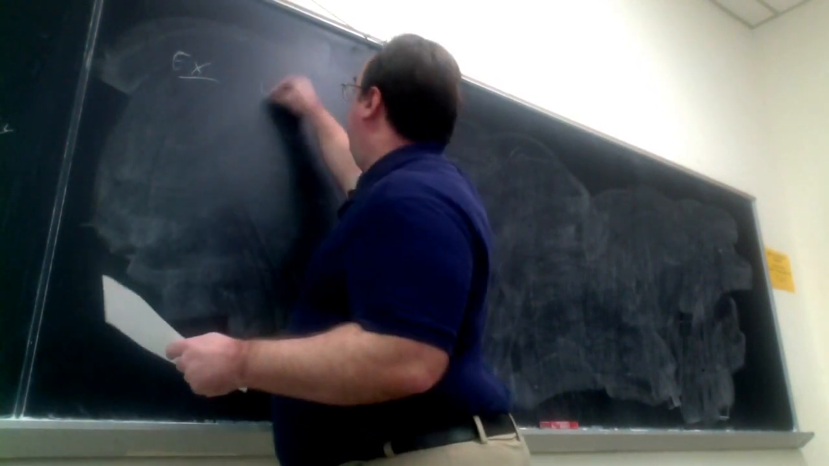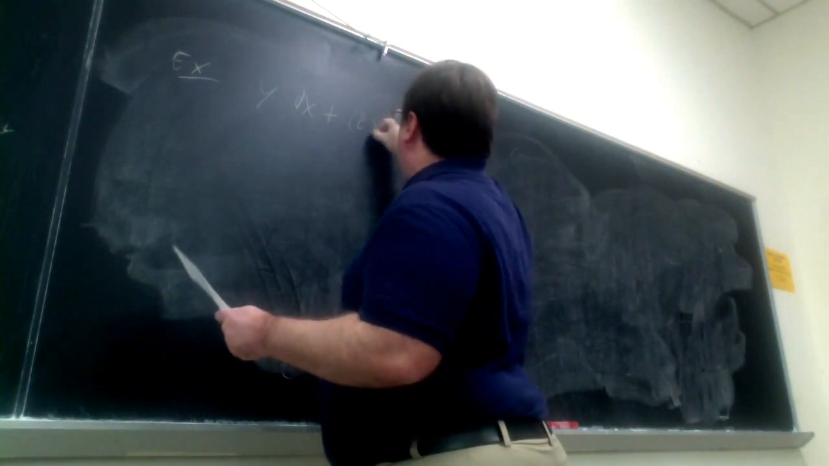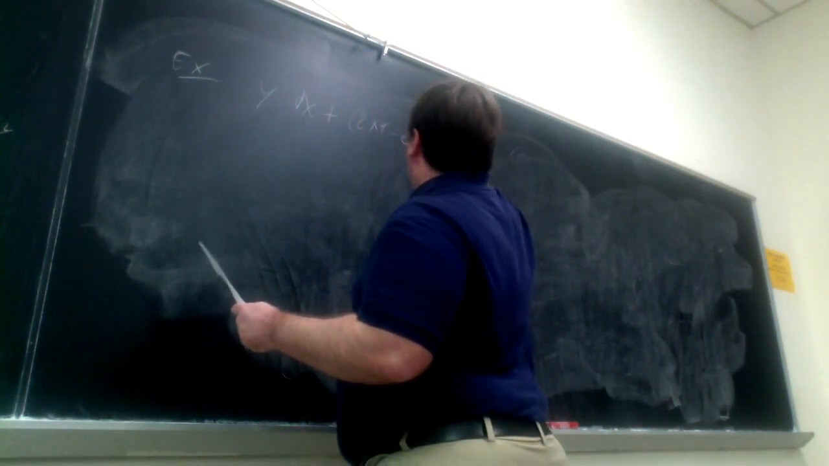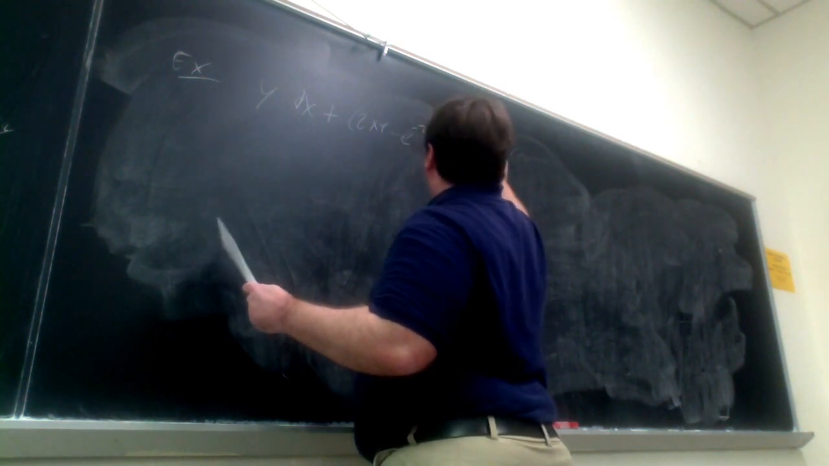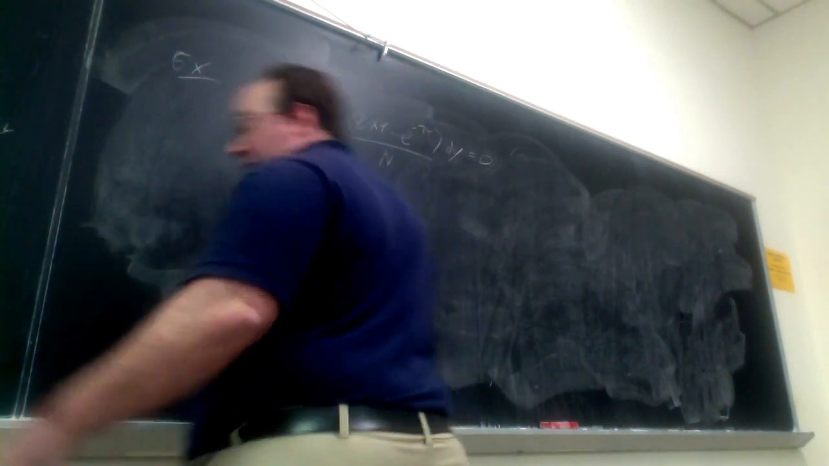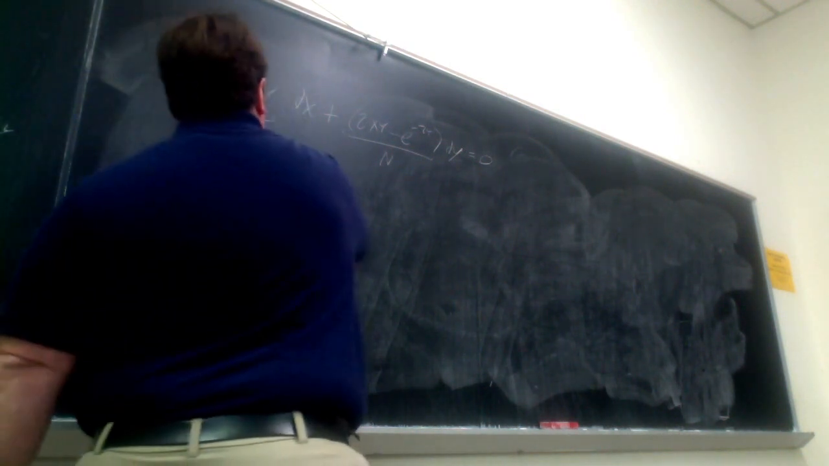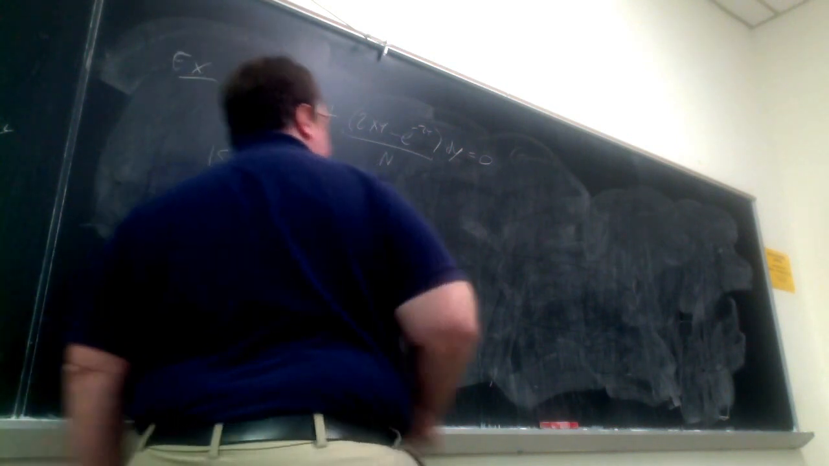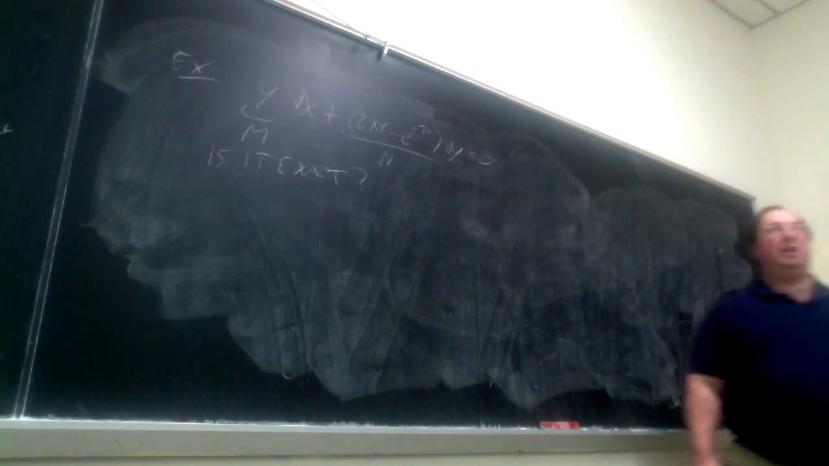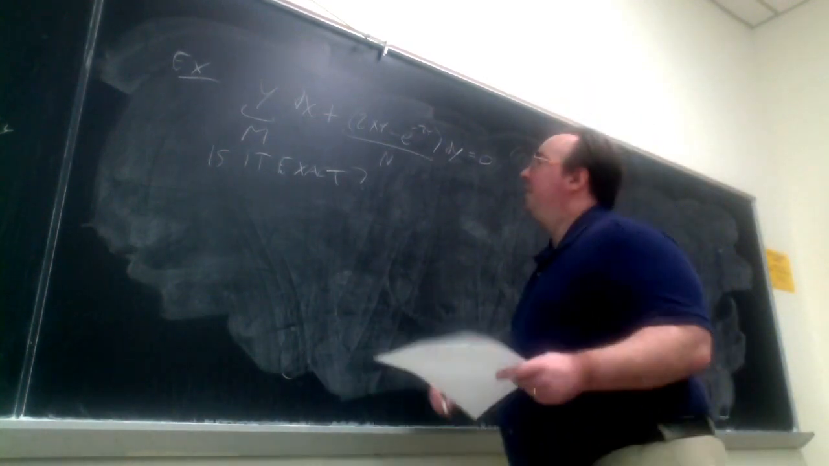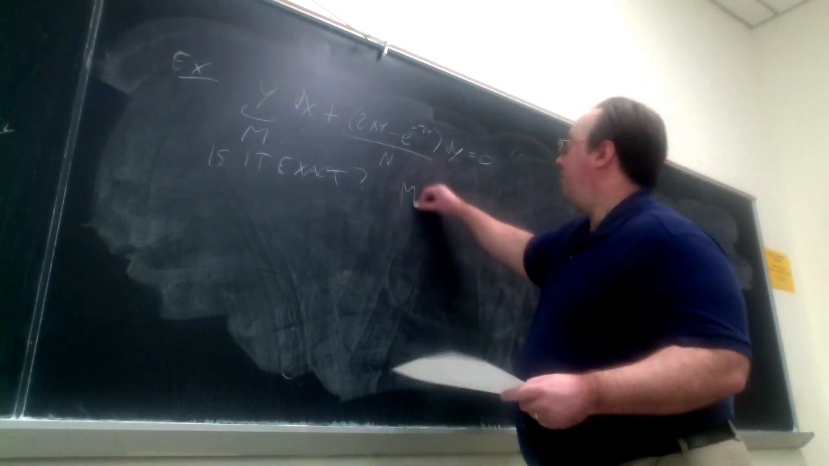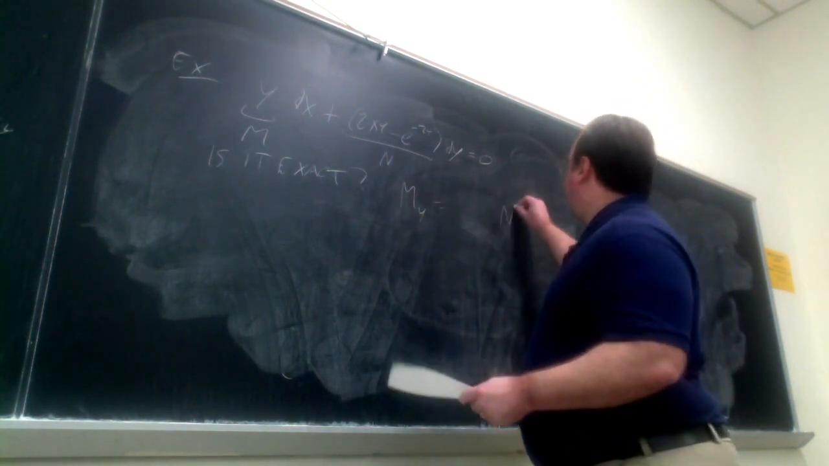So we'll have y dx plus (xy minus e^(-2y)) dy is equal to 0. Whatever is in front of your dx is your capital M, and this is your capital N. Now, is it exact? You could bet on a test, it'll be like one it is and one it isn't. So you check the partial of M with respect to y, and the partial of N with respect to x.